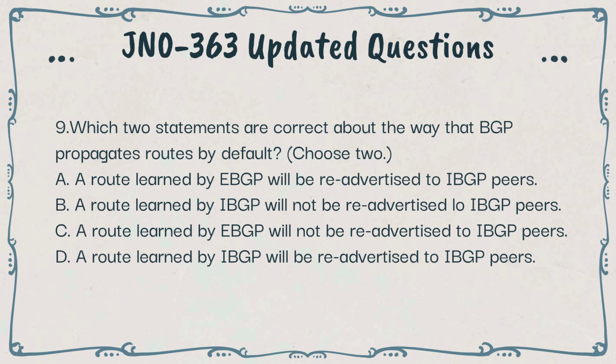9. Which two statements are correct about the way that BGP propagates routes by default? Choose 2. A. A route learned by eBGP will be re-advertised to iBGP peers. B. A route learned by iBGP will not be re-advertised to iBGP peers. C. A route learned by eBGP will not be re-advertised to iBGP peers. D. A route learned by iBGP will be re-advertised to iBGP peers.